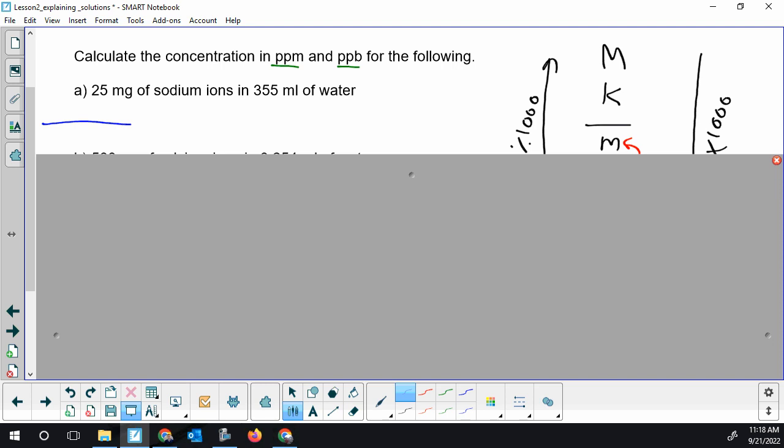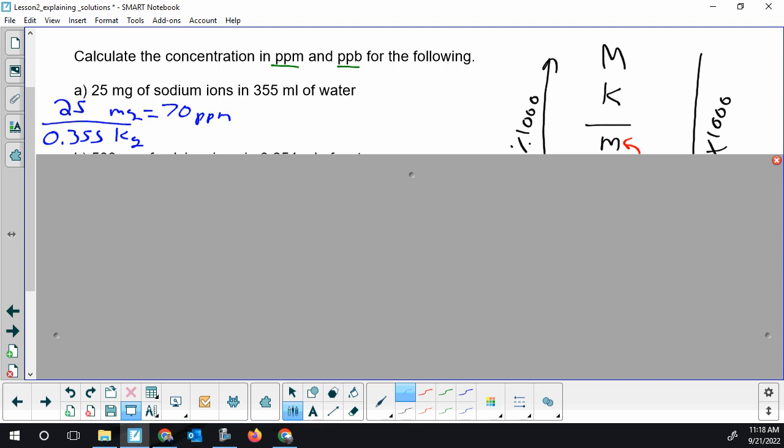I'm not going to show all my work. So I ended up doing milligrams per kilogram for parts per million, 25, that's given. The water, I went milliliters to grams, and then I had to divide by 1,000 to get kilograms. So that gave me 70 parts per million, rounding to the second number.